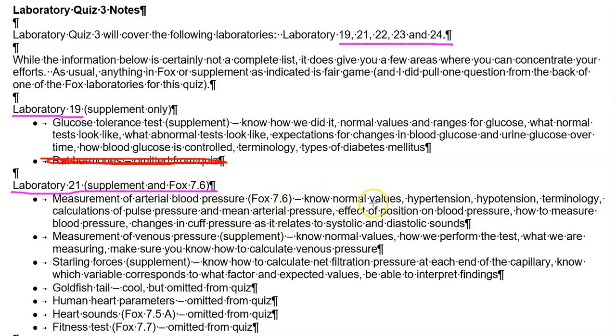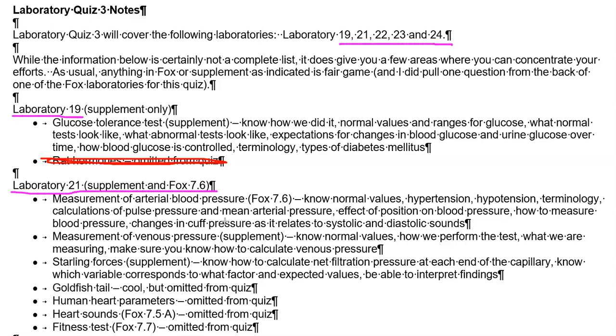So you should know the values, what normal ranges are, things like that. You should know the difference between hypertension and hypotension and the terminology associated with those things. You should know the calculations of pulse pressure and mean arterial pressure. So in lab, I would have to give you those formulas. Remember, pulse pressure is the difference between systolic and diastolic pressure, while the mean arterial pressure is calculated as 1/3 systolic plus 2/3 diastolic pressures, or 1/3 pulse pressure plus diastolic.